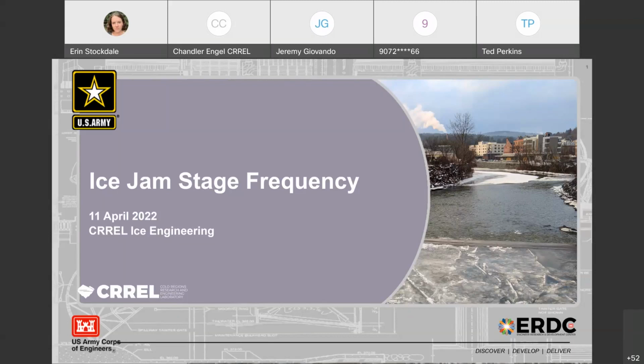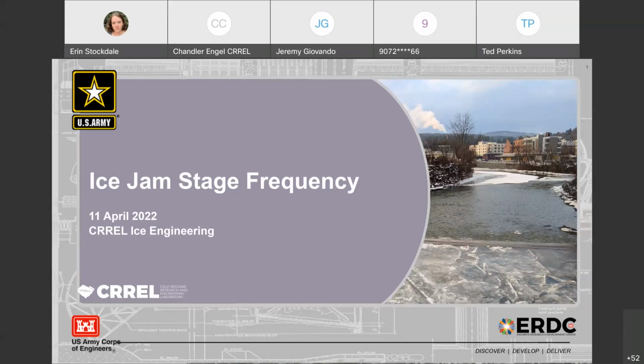What we're going to do here is talk about calculating that ice jam stage frequency, but I do want to caveat this. We're doing this in 30 minutes, and the statistical theory that goes behind this is pretty extensive and would be a several day course on its own. So I am going to move through this relatively quickly and at a relatively high level. But in the end, if there are specific questions, we can certainly go through them.